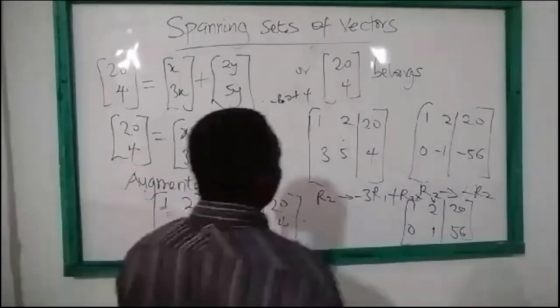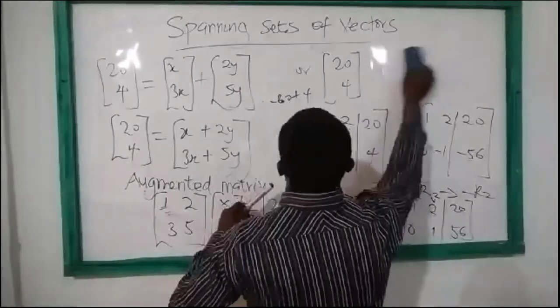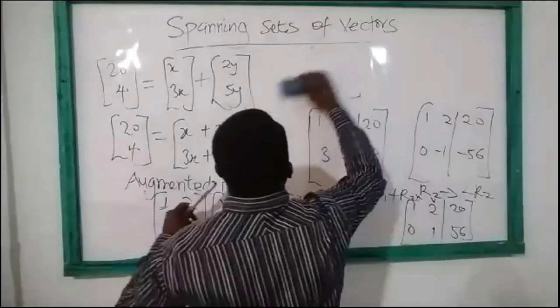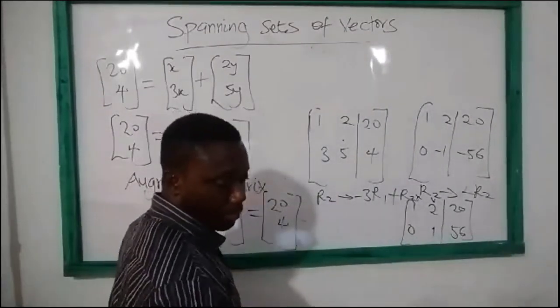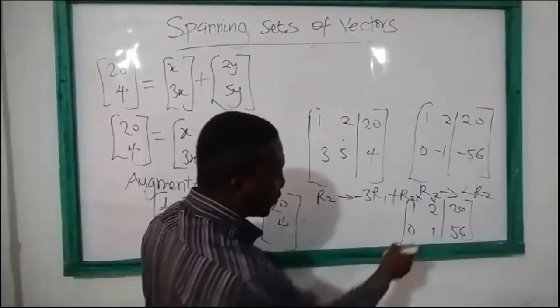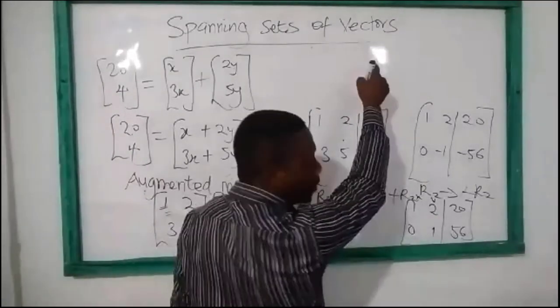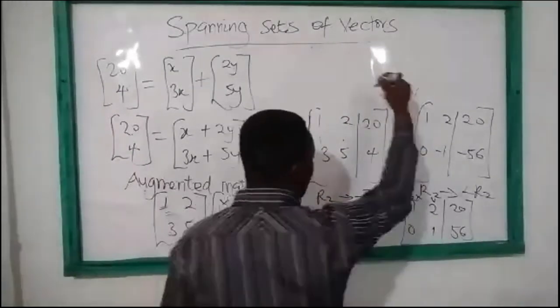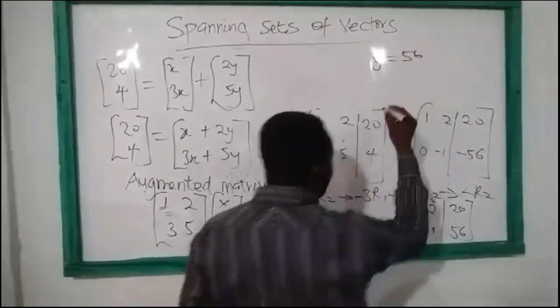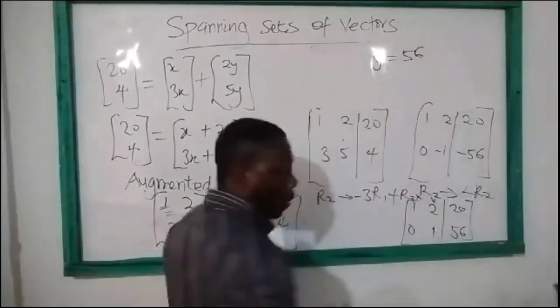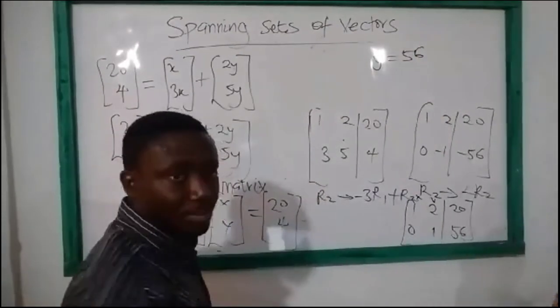So from here, we are proceeding up here. We are going to get Y equals 56. So our Y is 56.